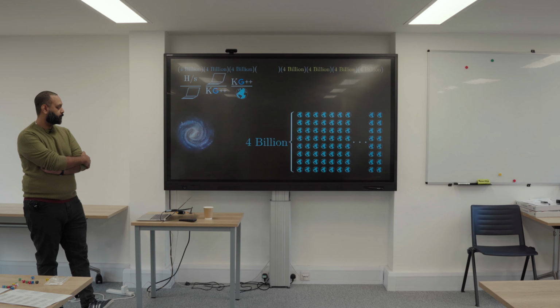Next, try to imagine 4 billion copies of the Milky Way. And we're going to call this your gigagalactic supercomputer, running about 2 to the 160 guesses every second.